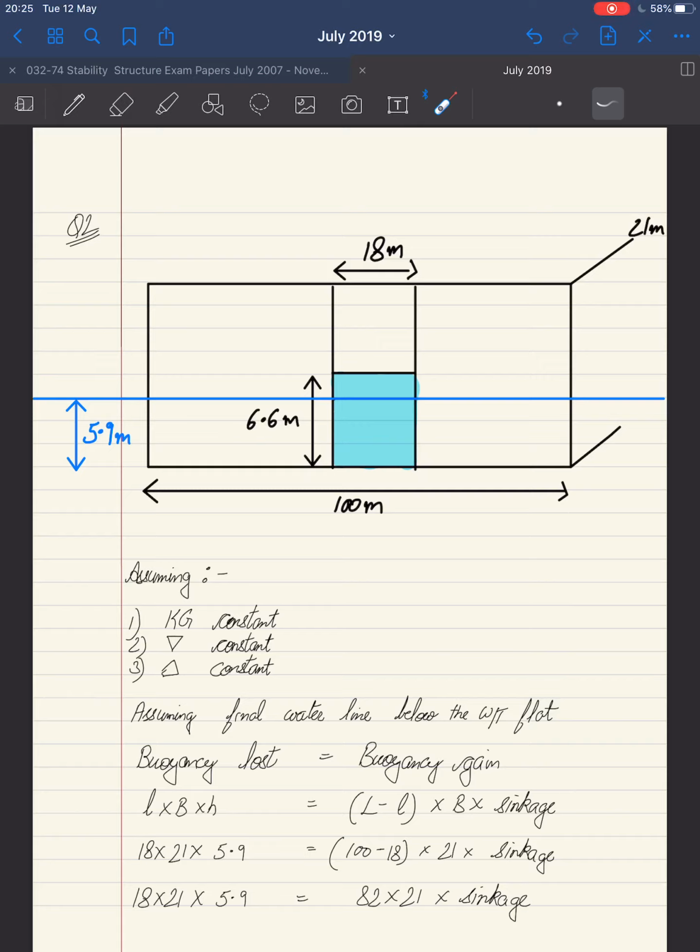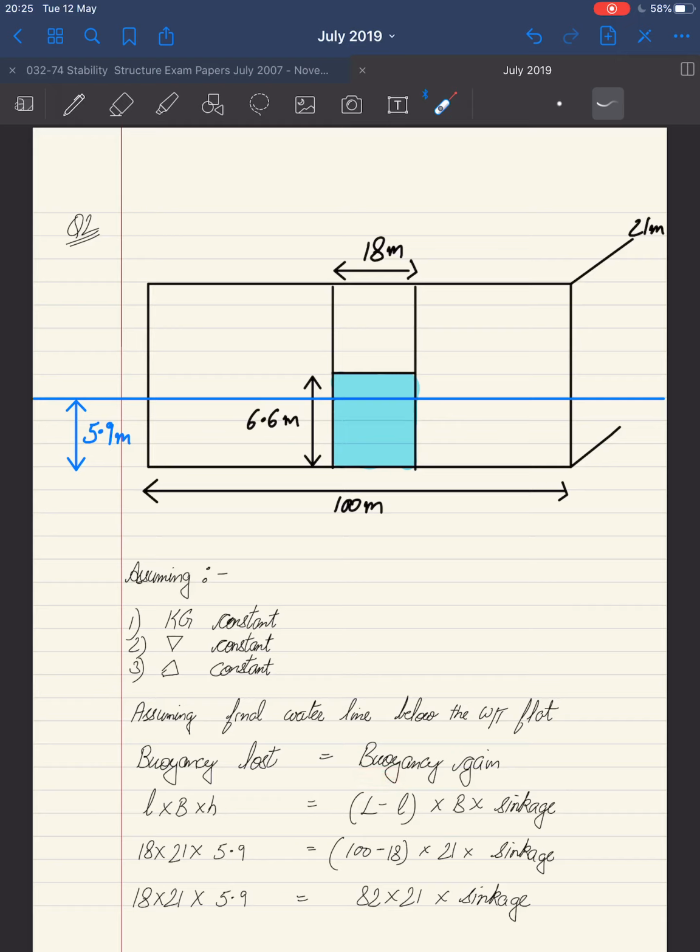So we have to make one of the assumptions and solve accordingly. If that assumption at the end doesn't hold good, then we have to cancel out everything and solve with the other remaining method. So in this case, we are assuming the final water line is below the watertight flat. So buoyancy lost is equal to buoyancy gain.